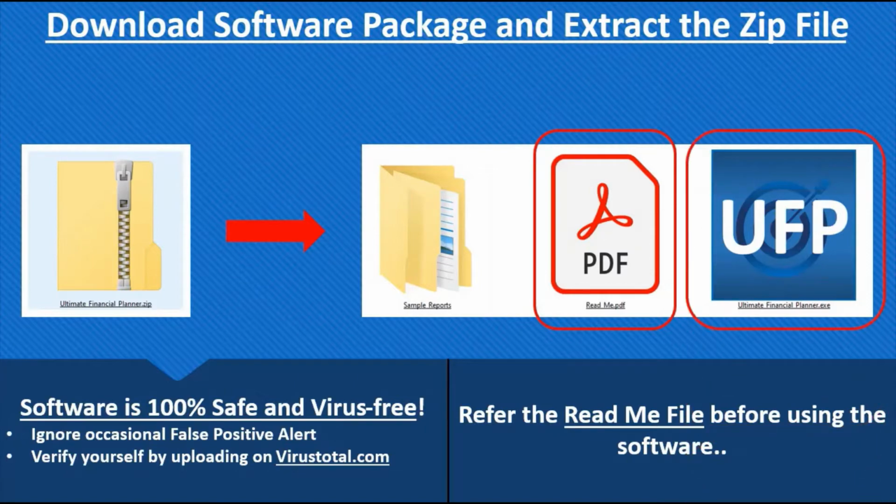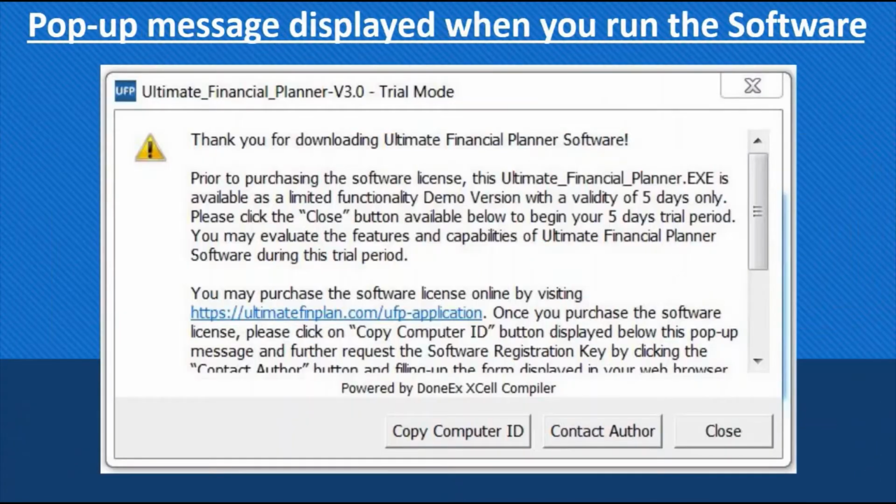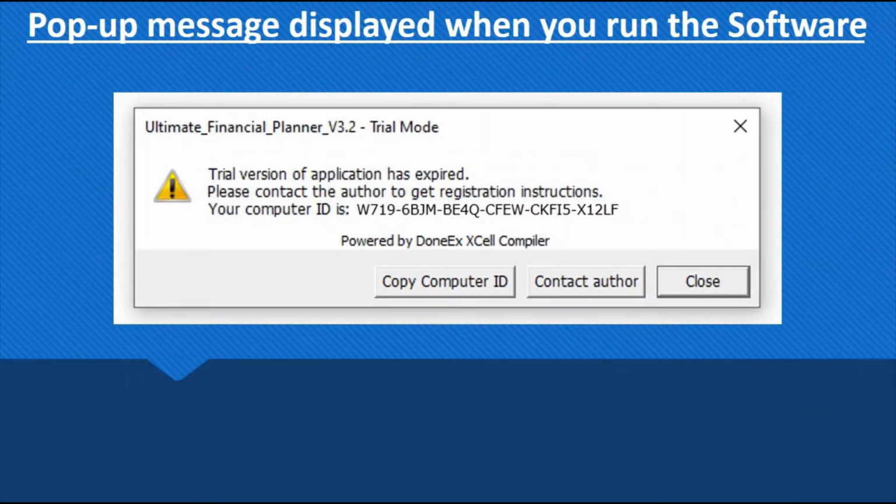Click the Ultimate Financial Planner.exe file, and a pop-up message shall be displayed initially, mentioning the details of the demo version. During the initial 5 days trial period, you need to click on the Close button to access the software in trial mode. After the expiry of the 5 days trial period, this message shall be displayed, and access to use the software in trial mode shall be restricted.